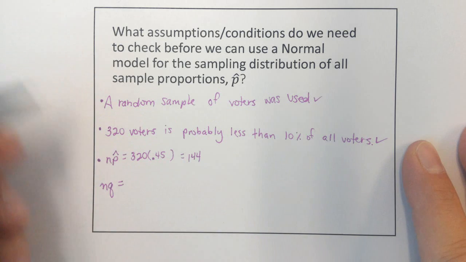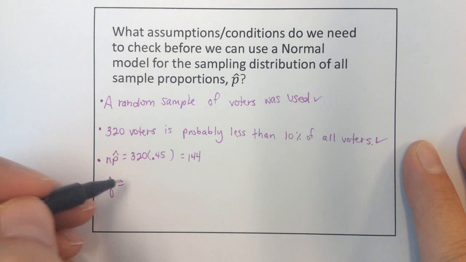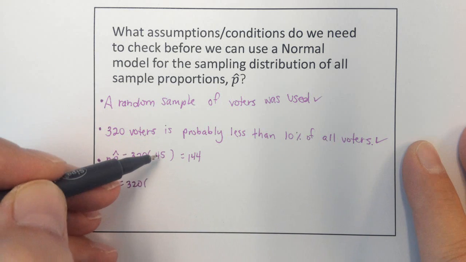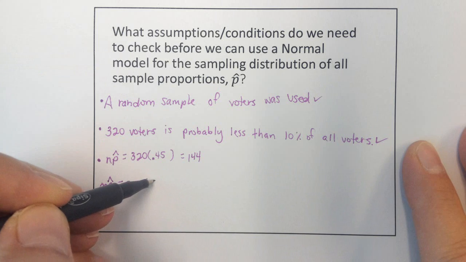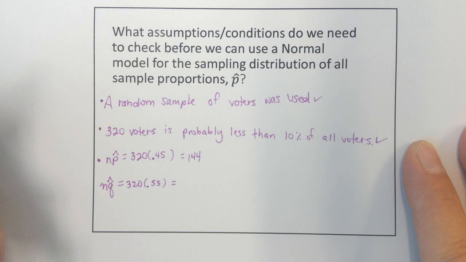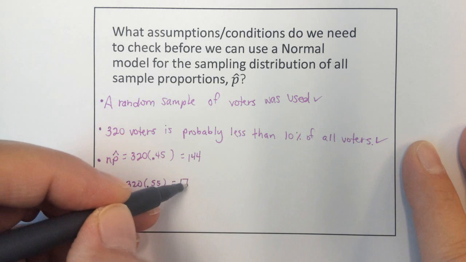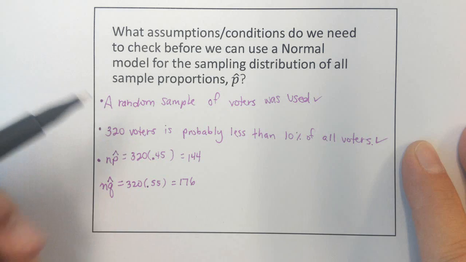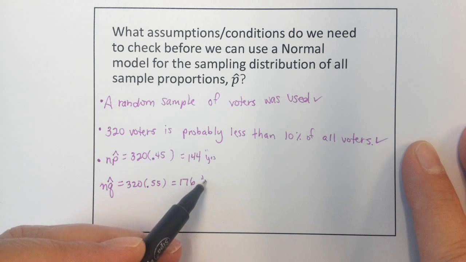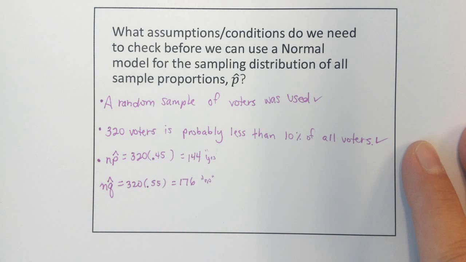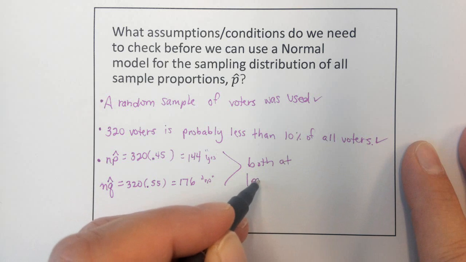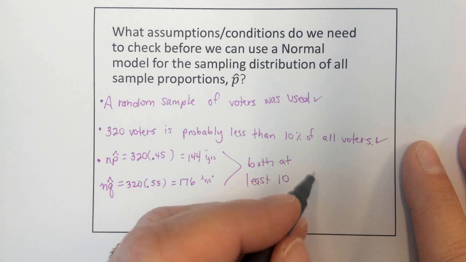All right, going to do the same thing for my hats. So N times Q hat is 320. If 45% say yes, then the other 55% probably said no. And that's, let's see, 320 minus 144 is 176. So I have 144 yeses. I have 176 no's. Those are both at least 10. Check.